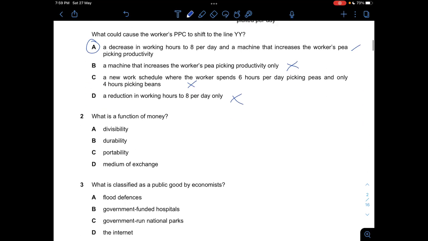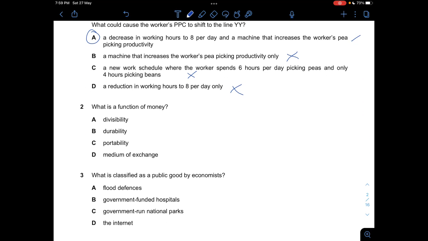All right. So question 2, what is the function of money? So it's from the previous syllabus. The function of money is that it acts as a medium of exchange. So answer is D. The top 3 selections are all characteristics.